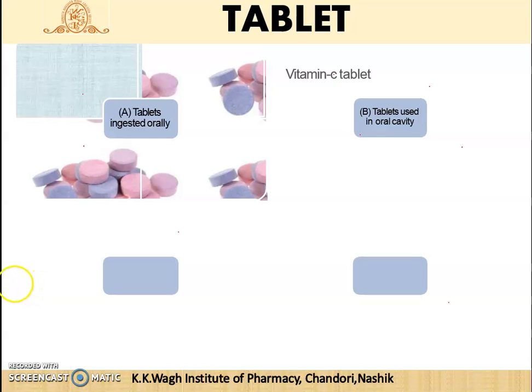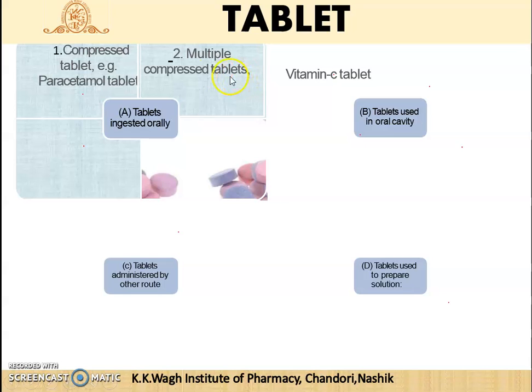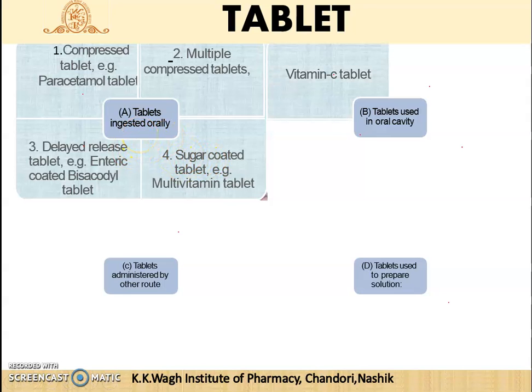Then we can see the types of the tablets. There are majorly 4 types of tablets: tablets ingested orally, tablets used in the oral cavity, tablets administered by other routes, and tablets used to prepare the solution. Tablets ingested orally, in that the first one is the compressed tablets. An example of this is paracetamol tablet, then multiple compressed tablets. Then the third one is the delayed release tablets, that is enteric coated tablets. Then the fourth type of tablet ingested orally is sugar coated tablet. An example of it is multivitamin tablet.